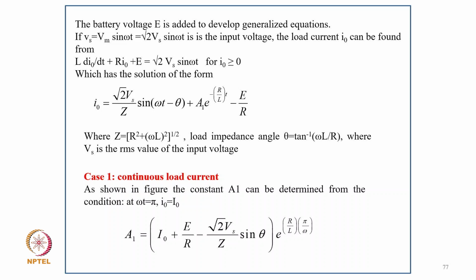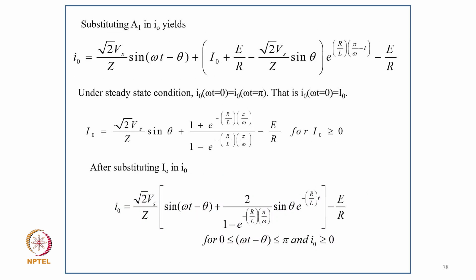And case 1, for continuous load current as shown in the figure, constant A1 can be determined from the condition at ωt = 0, i = I0. So A1 = (I0 + E/R − (√2 Vs/Z) sin θ) e^((R/L)(π/ω)). And substituting A1 in i0, so i0 = (√2 Vs/Z) sin(ωt − θ) + (I0 + E/R − (√2 Vs/Z) sin θ) e^((R/L)(π/ω − t)) − E/R.